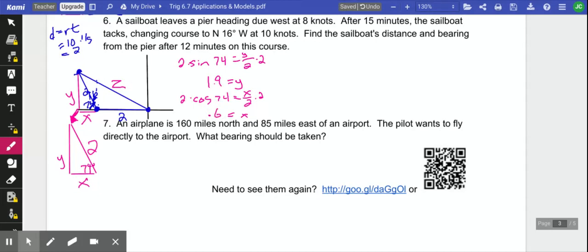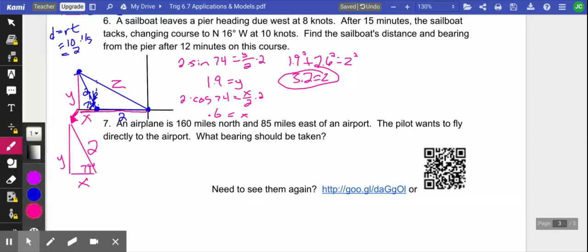And then to find Z, we'll just do the Pythagorean theorem on those. We can do 1.9 squared plus this whole side is going to be 2.6 squared equals Z squared. Okay, and when you finish that out, Z looks like it is 3.2. All right. So that is the distance.